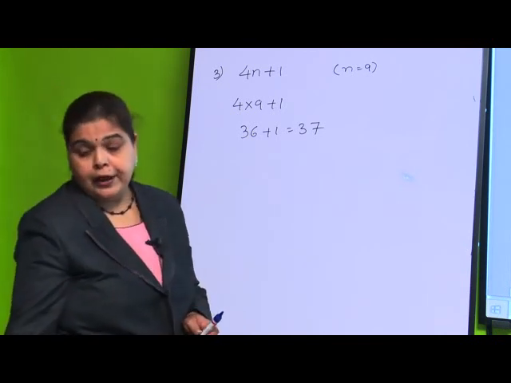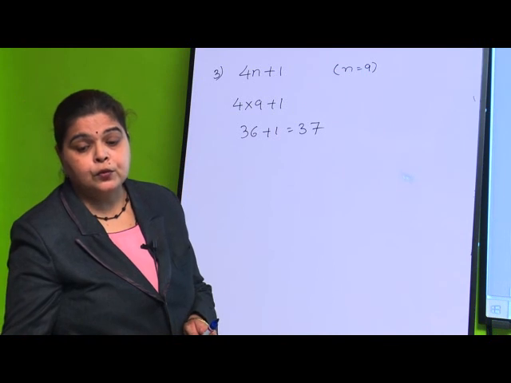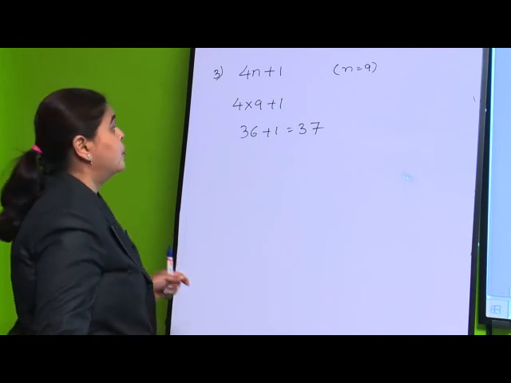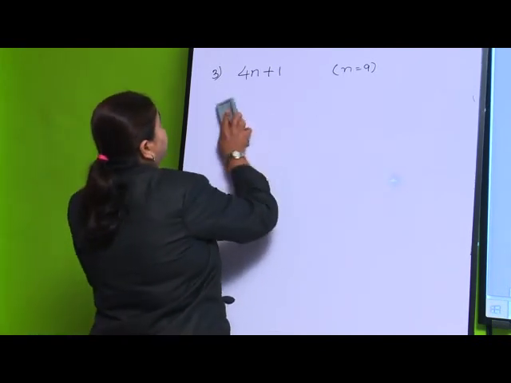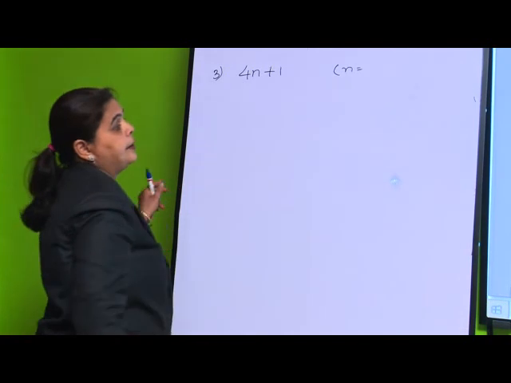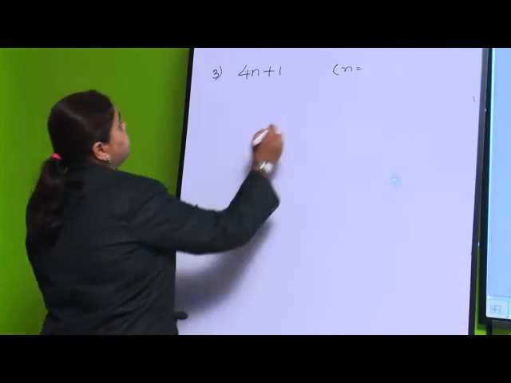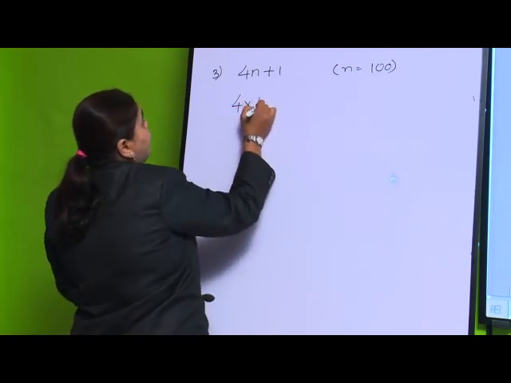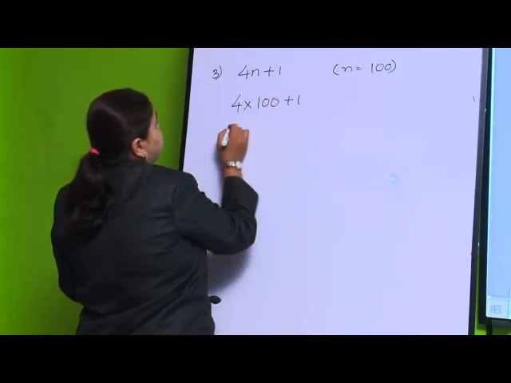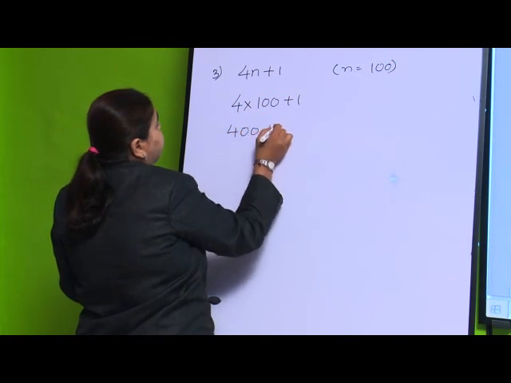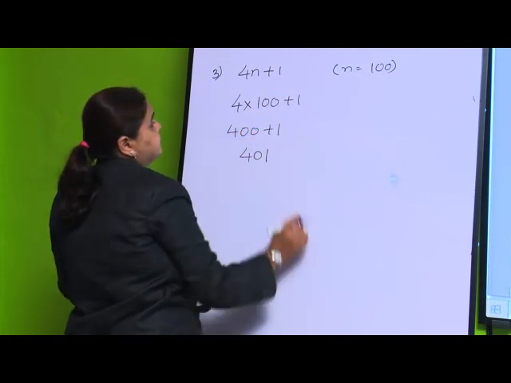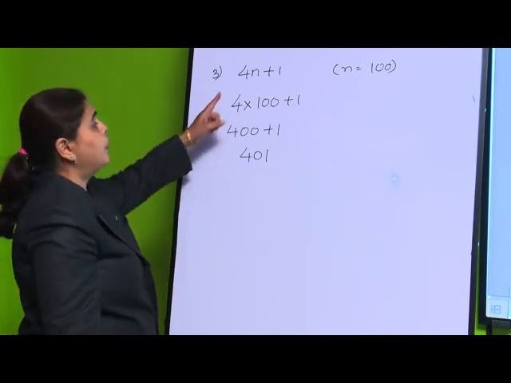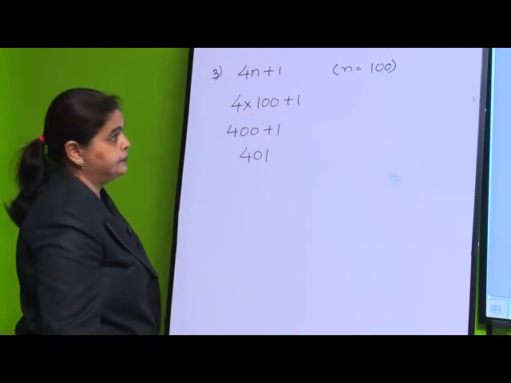Here when we require n equal to 100, the value of n changes and we write n is equal to 100. So, we write 4 into 100 plus 1, which is 400 plus 1 is 401. So, in this way step by step we have to complete the table. We had taken one expression, 4n plus 1.